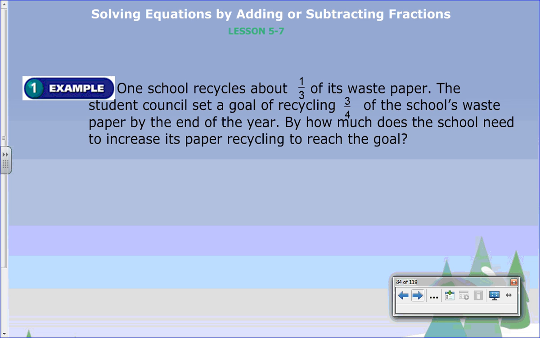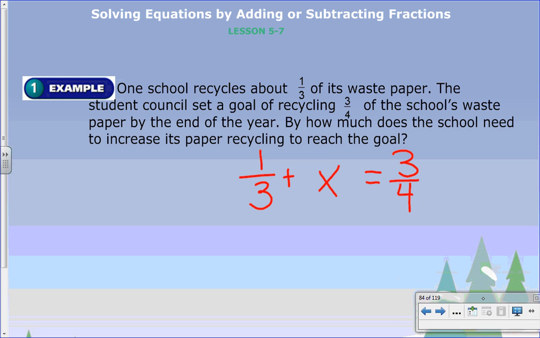Here's an example with a word problem. One school recycles about 1/3 of its waste paper. The student council set a goal of recycling 3/4 of the school's waste paper by the end of the year. By how much does the school need to increase its paper recycling to reach the goal? So first, we need to write an equation. We know right now the school recycles 1/3. That's how much they recycle at this point. Now, the student council set a goal, meaning a whole amount that they want recycled is 3/4. So that's going to be what it equals. So we need to figure out what is this missing piece? How much more do they need to recycle in order to get to 3/4?